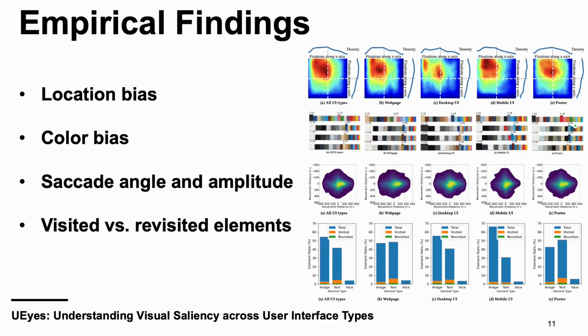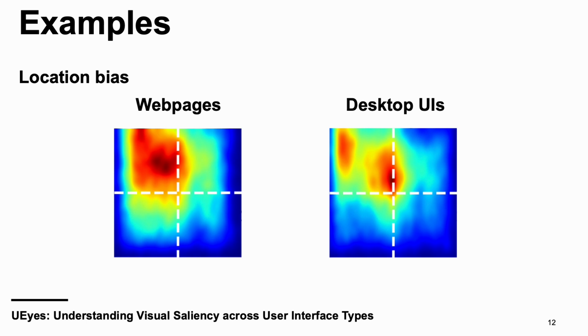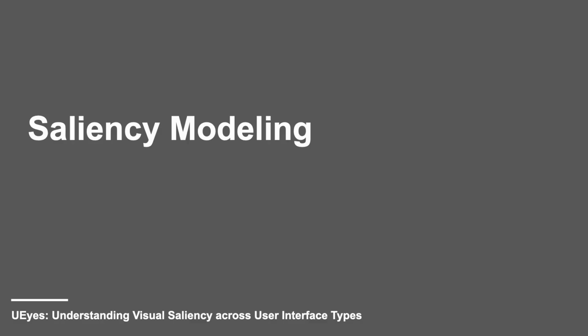We analyzed the dataset regarding different factors, such as location bias, color bias, saccade angle and amplitude, and visited and revisited elements. For example, compared to the center bias of natural images, participants paid more attention to the upper left portion of the UIs. However, different UI types have different location biases. For web pages, fixations are spread across the entire upper left region, while there are 2 bands of salient regions in desktop UIs, one right above the center of the UI and the other near the upper left-hand corner.